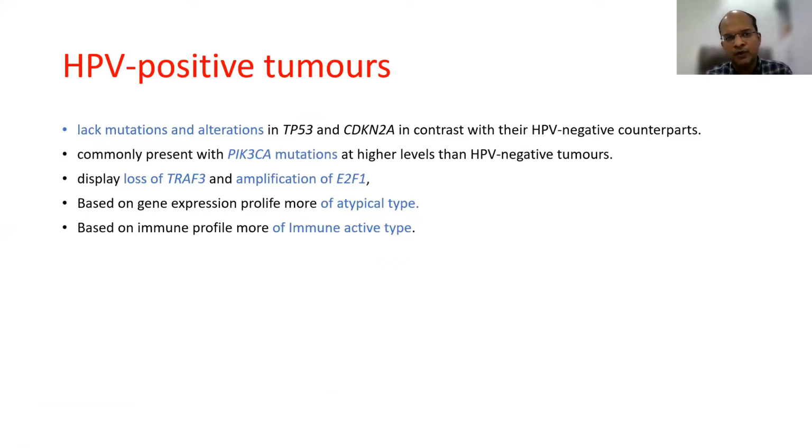One thing I want to make clear is that PIK3CA mutation detection by RT-PCR misses some of the mutations. The best technique is droplet digital PCR. This tumor also displays loss of the TRAF3 gene and amplification of E2F1. E2F1 is very important in HPV positive tumors.